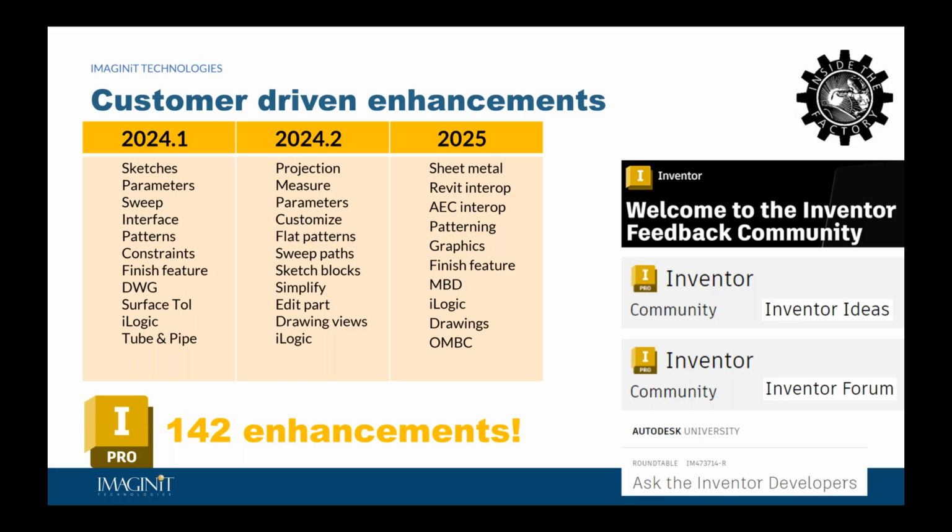Overall, throughout the whole software, every little area that they've touched on, there's 142 some enhancements. If you've been to one of these before, I always say I just like to hit the high points, right? There's certain ones that stand out to me, certain things that are definitely useful. And then sometimes they updated a dialog box to make it a little easier to work with. A key thing about this is that it's customer driven. This is coming from the Inventor feedback community.